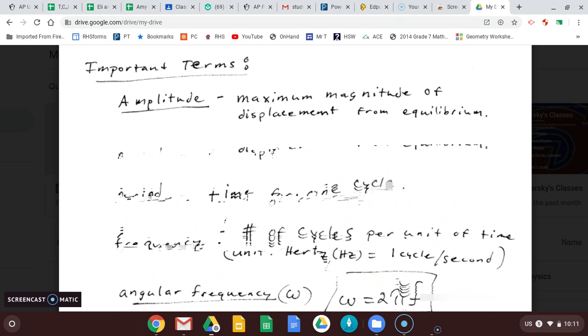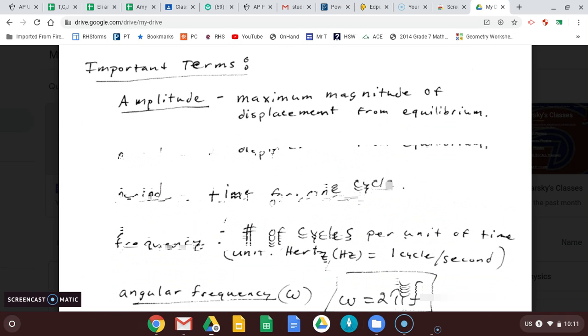Period, the time it takes for one complete cycle back and forth. Frequency, the number of cycles per unit of time. The most common unit for frequency is hertz, abbreviated Hz, but 1 hertz is the equivalent of 1 cycle per second, 1 full cycle per second. Frequency and period are related to each other. They are simple inverses of one another. In other words, period big T equals 1 over frequency, and frequency equals 1 over period.